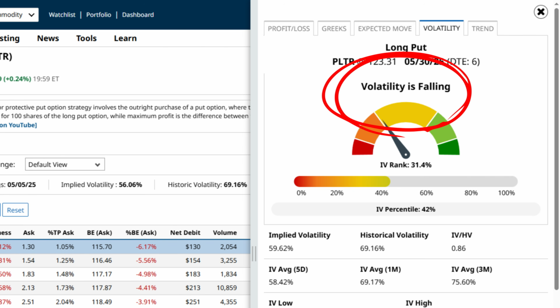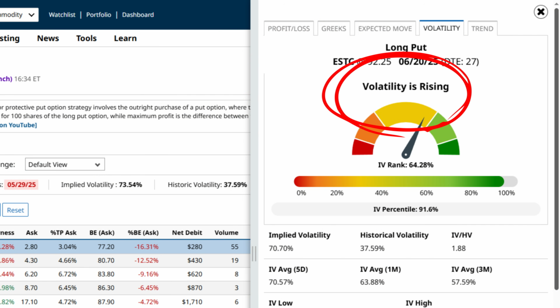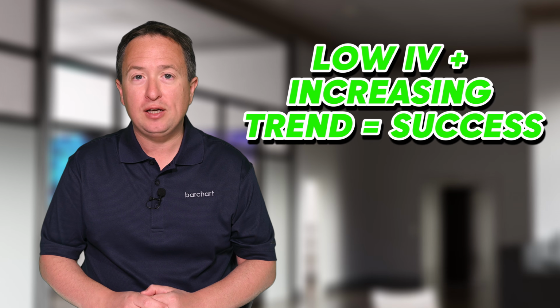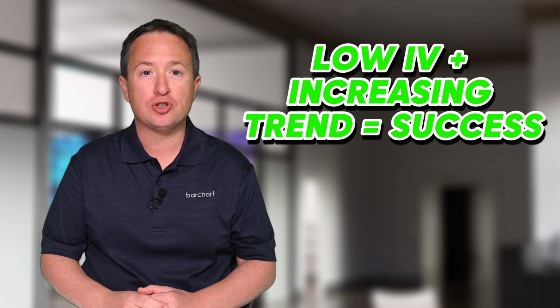Barchart also factors in short-term volatility trends. If the 5-day average IV is at least 5% lower than the 20-day average, the implied volatility over historical volatility ratio is below 0.91, and IV is falling, well, that signals a decline in volatility. On the other hand, if the 5-day average IV is 5% higher than the 20-day average, and the IV-HV ratio is above 1.09 with a rising trend, well, volatility is increasing. And this matters a lot in a long put strategy. A low IV rating with rising volatility will support your trade.